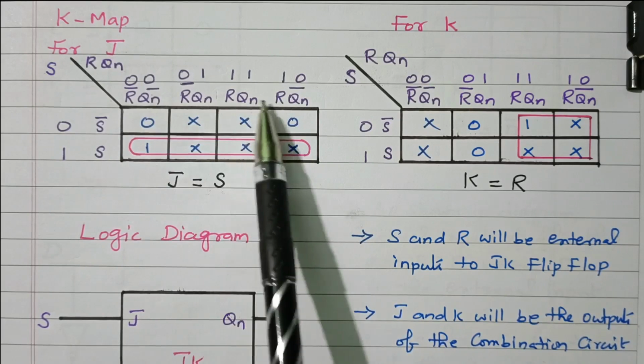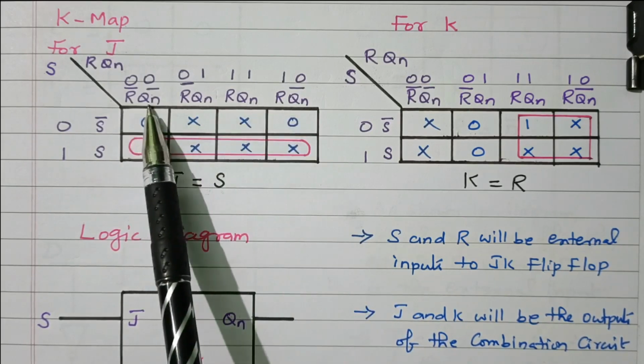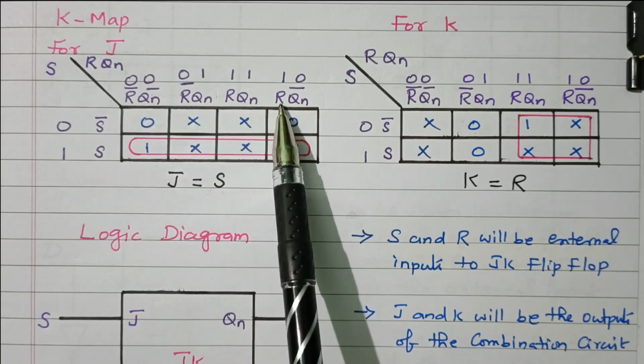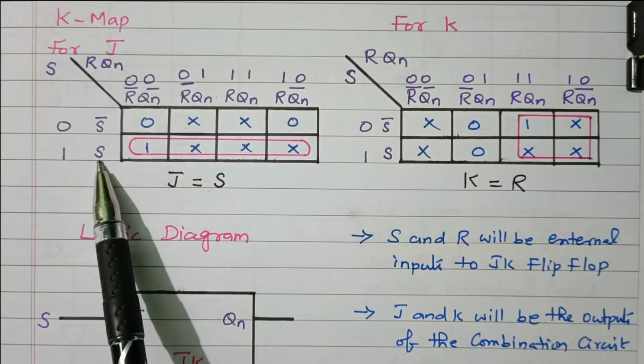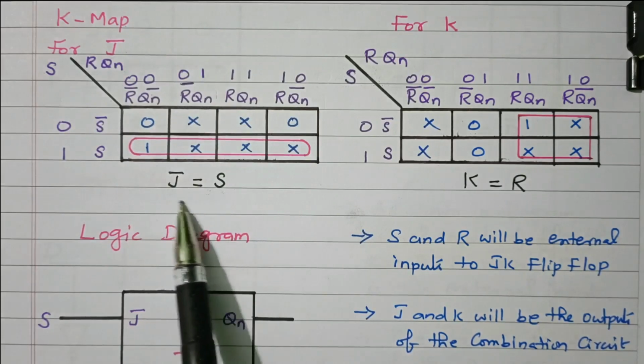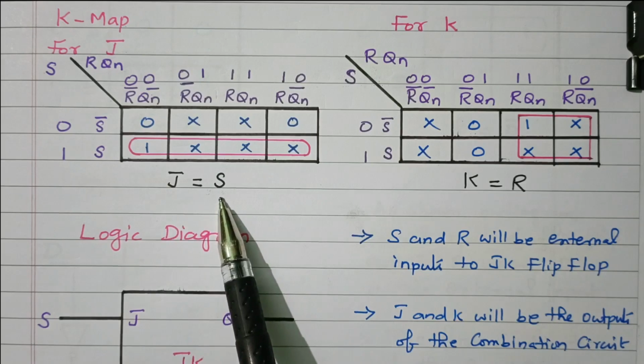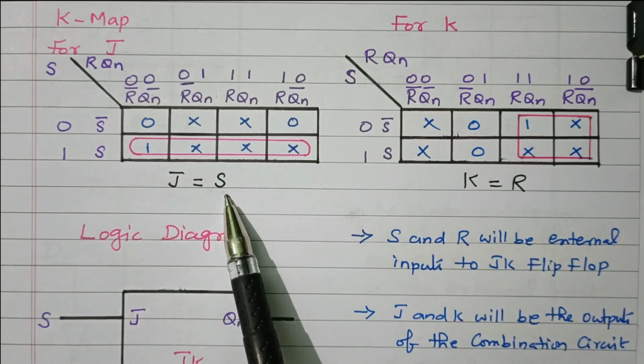But all these four columns cancelled. R bar, Qn bar cancelled by R, Qn. R bar, Qn cancelled by R, Qn. All are cancelled. Only S is there. So J equal to S. So we need to give J input as S, so that the JK flip-flop can be converted into SR.